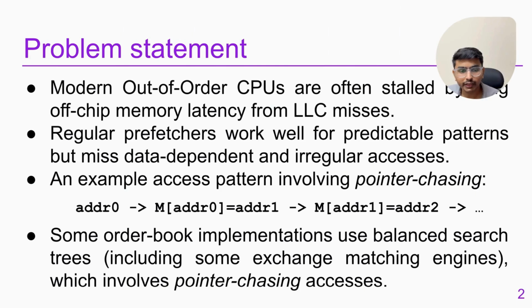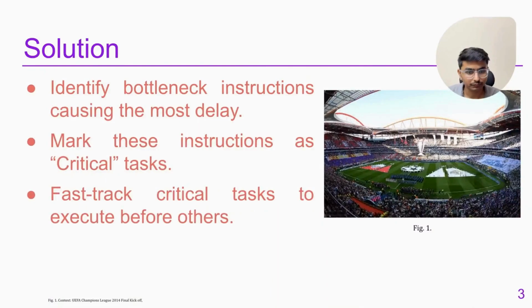Standard prefetchers are great at guessing simple patterns like reading an array 1, 2, 3, but they fail at pointer chasing. Imagine an access pattern where address A contains the value of address B and address B contains address C. The CPU cannot know address C until it retrieves B. It's a serial dependency chain. This is exactly what happens in order book implementation in financial exchanges that use balanced search trees. The CPU ends up stalling and waiting for data.